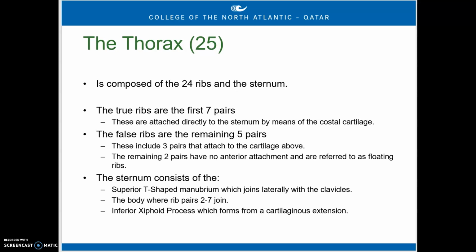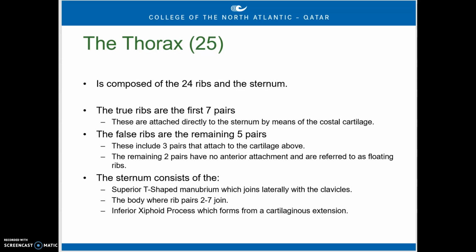The first 7 pairs of ribs are called true ribs, and they're called true ribs because they're directly connected to the sternum by the costal cartilage. And when you see that word costal, it refers to the ribs. So you'll see costal, you'll see intercostal space. It's always talking about the ribs.